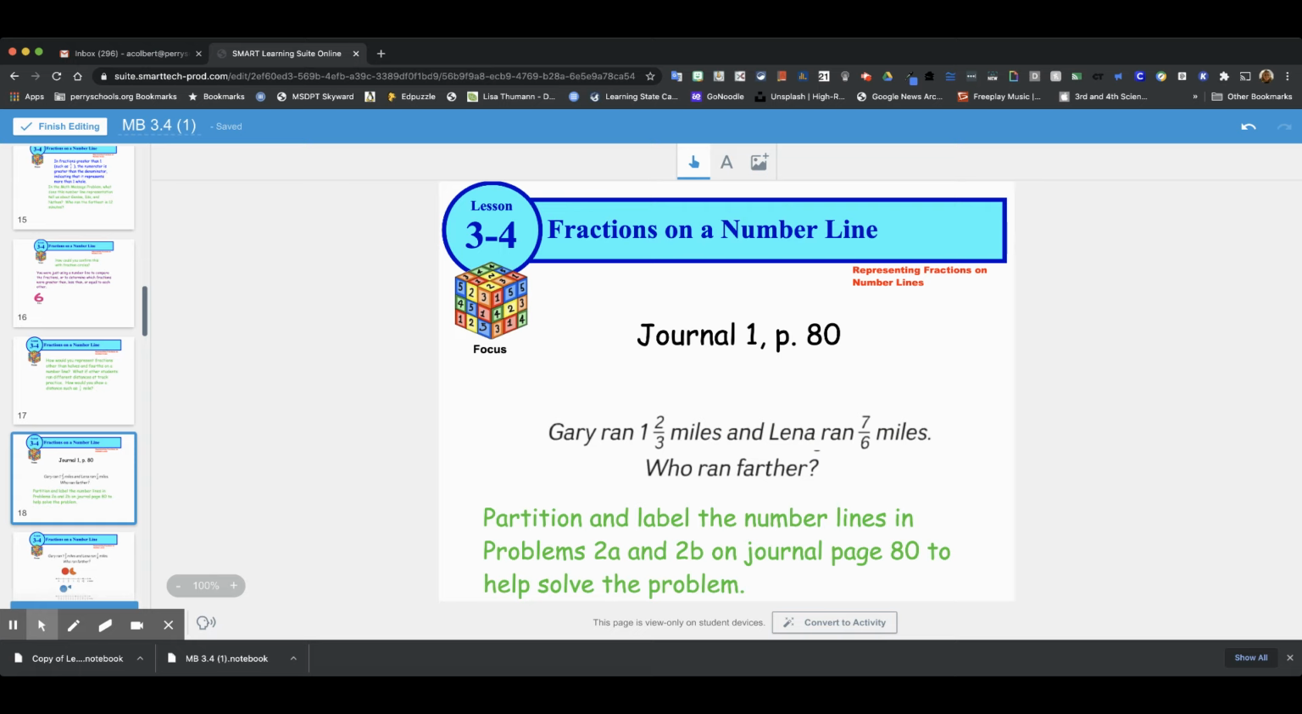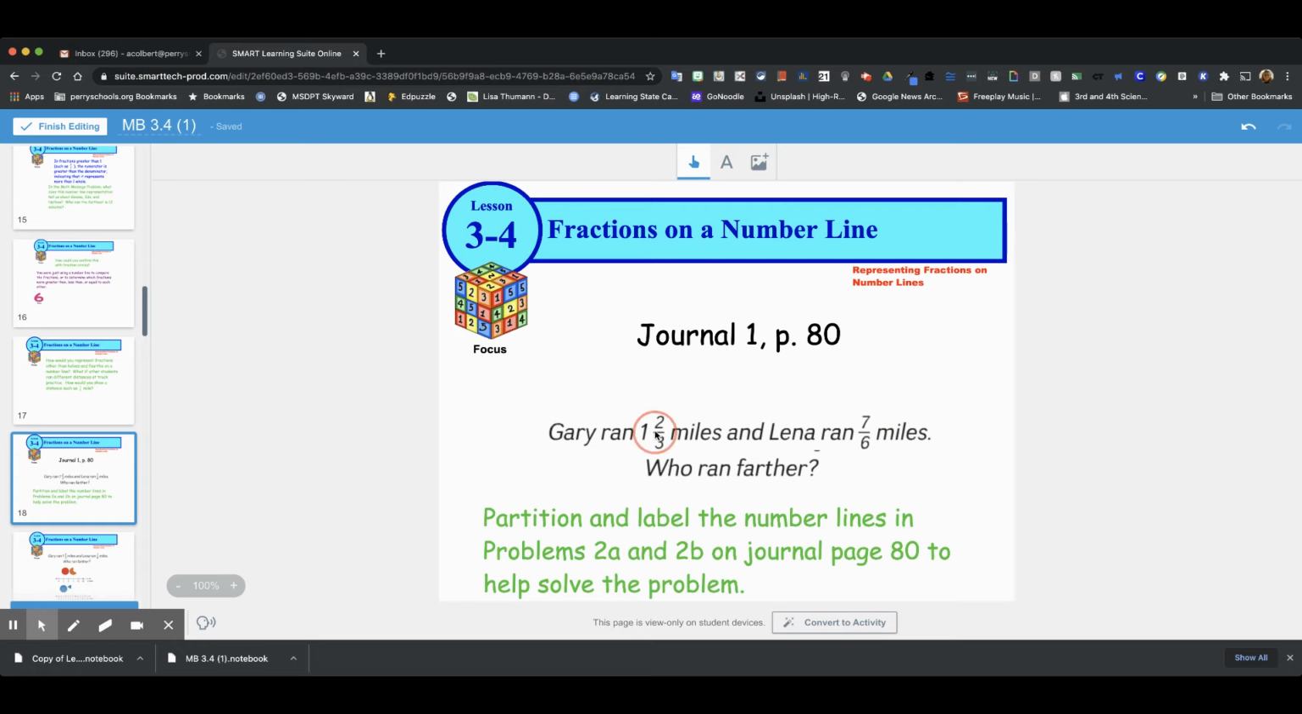So I want you to partition and label the number lines in problems 2A and 2B on page 80 to help solve this problem right here. Gary ran 1 2/3 miles, and Lena ran 7/6 miles. Who ran farther? We want to remind ourselves when we're looking at these.